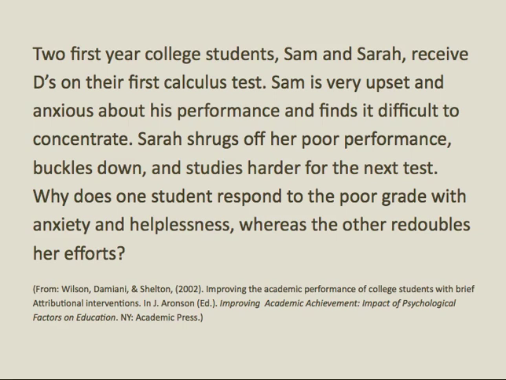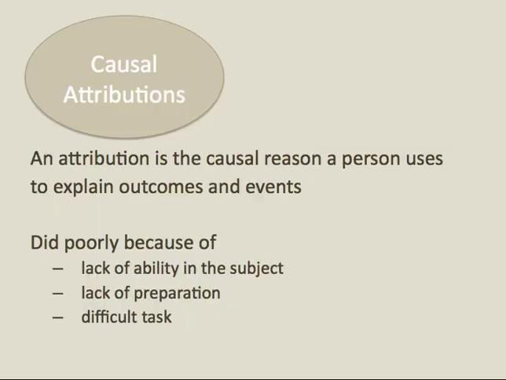It is likely that Sam believes his poor grade reflects low ability. As a consequence, he starts to feel anxious about whether there is anything he can do to improve. Sarah, on the other hand, views her poor grade as due to poor preparation. She can do better next time by studying more effectively. These reasons that students use to explain their performance are causal attributions. An attribution, then, is the causal reason a person uses to explain outcomes and events.